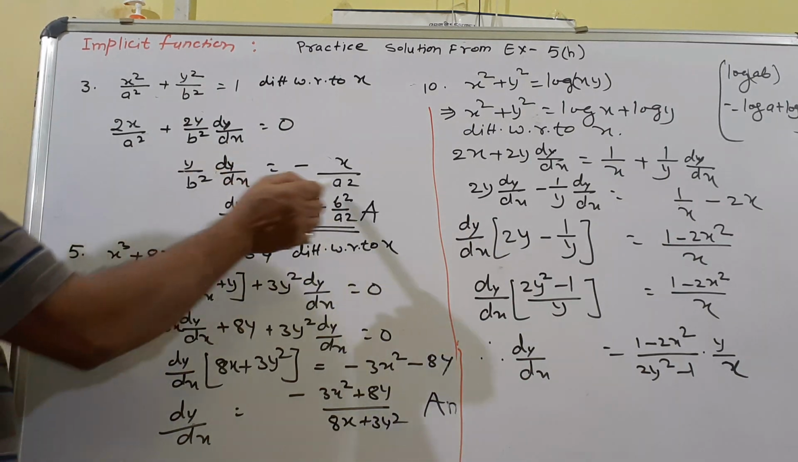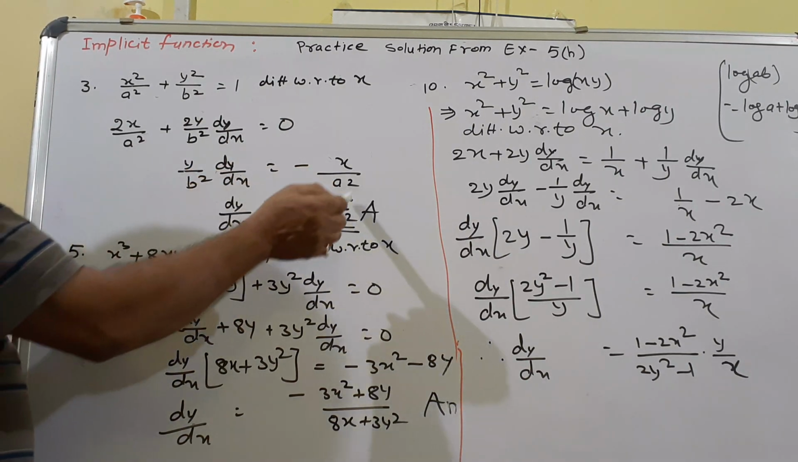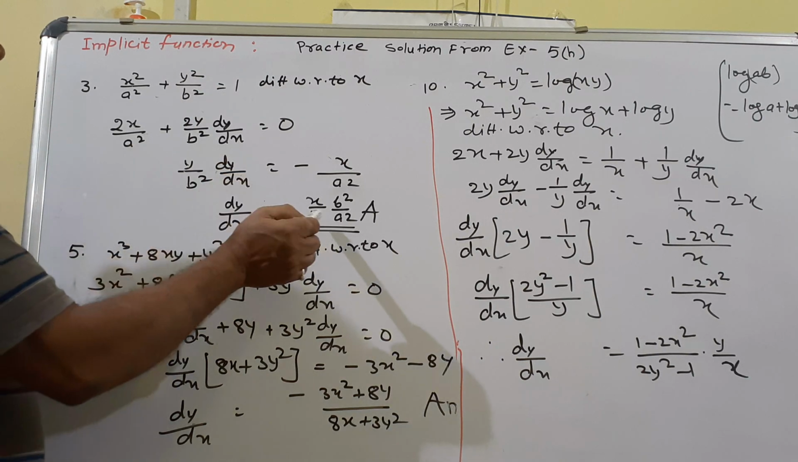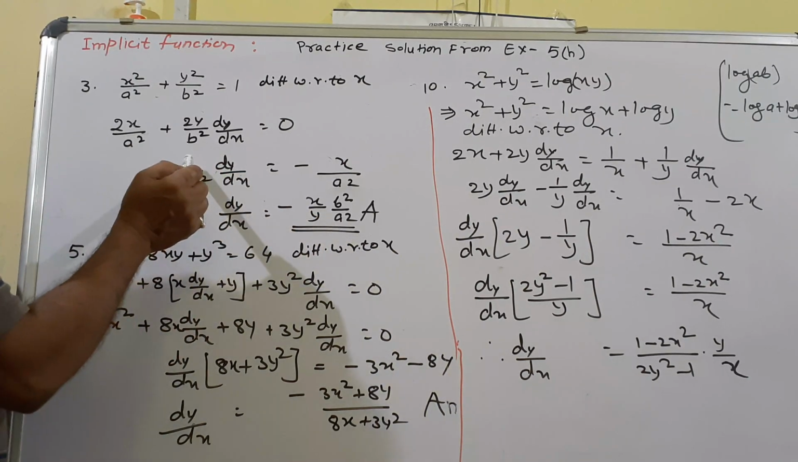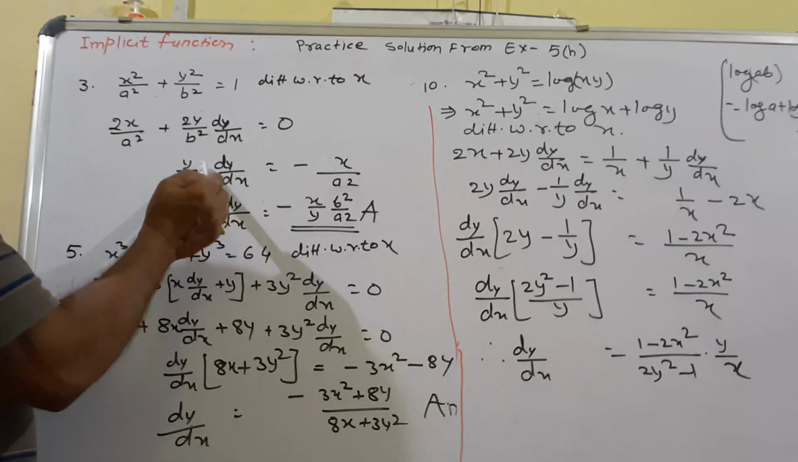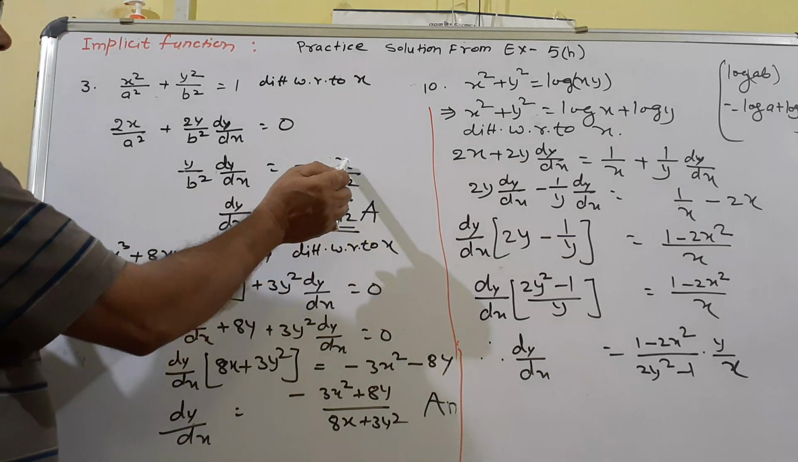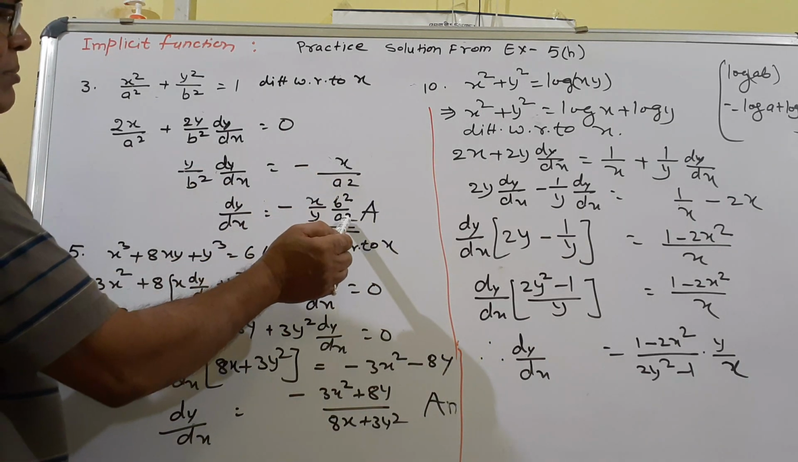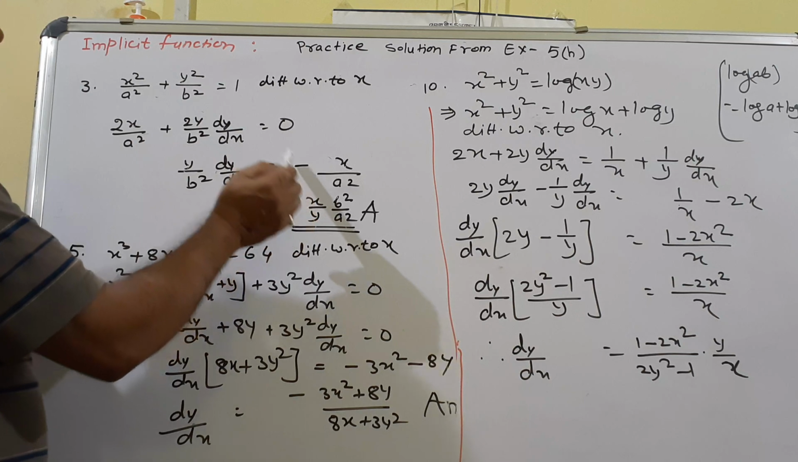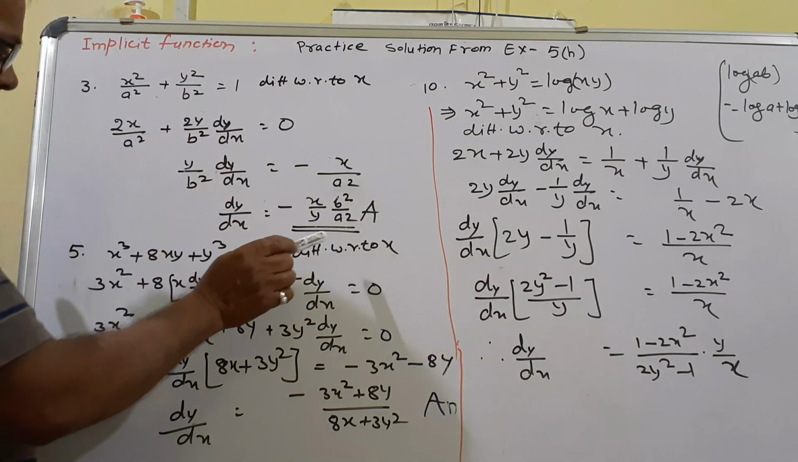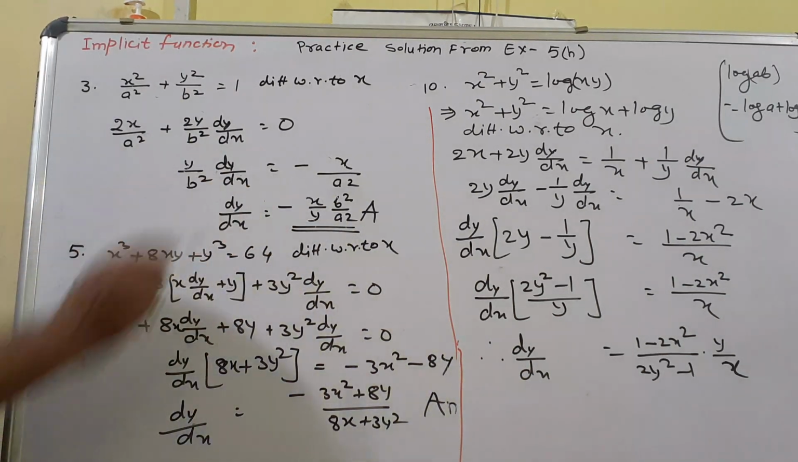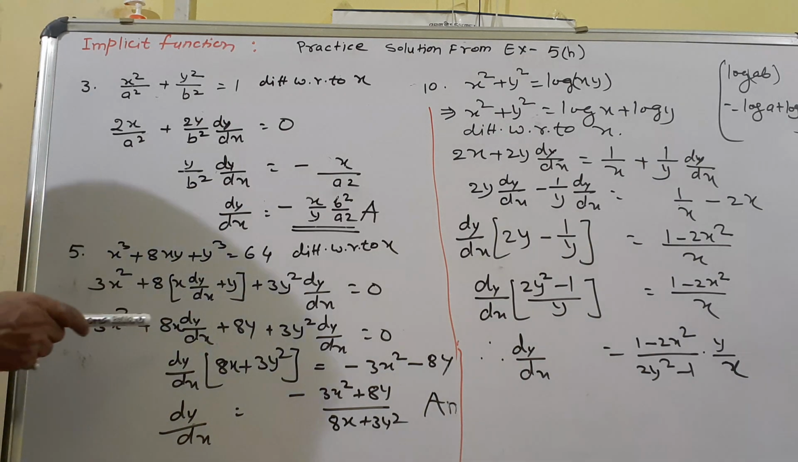When you send this to the other side, the denominator will be the numerator and the numerator will be the denominator. Here y will be the denominator and b squared will be the numerator. So you will get minus x by y, b squared by a squared. The negative sign is already there when you have shifted. This is the answer.